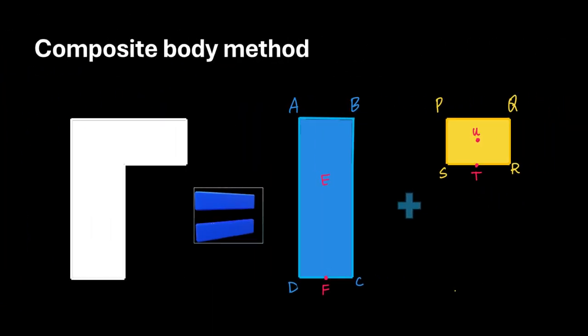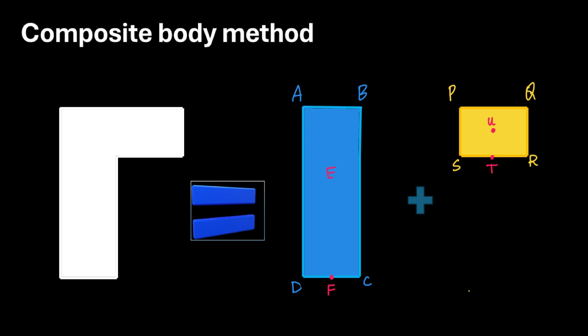Now we'll analyze the question using the composite body method, where we'll divide this figure into two figures: A, B, C, D, with center of mass E and a point on DC as F, and PQRS with center of mass U and a point T on SR.